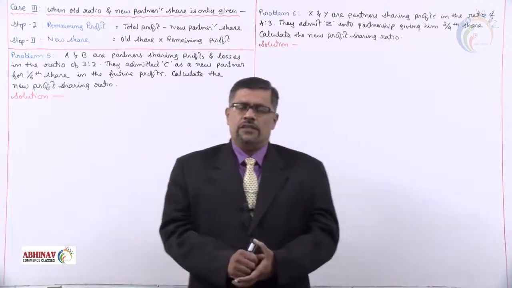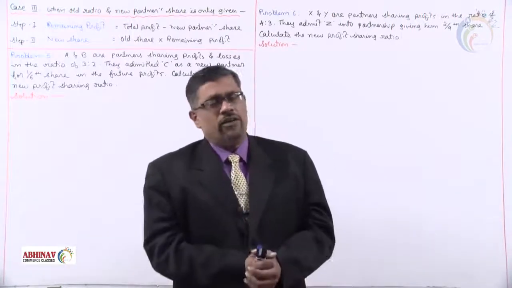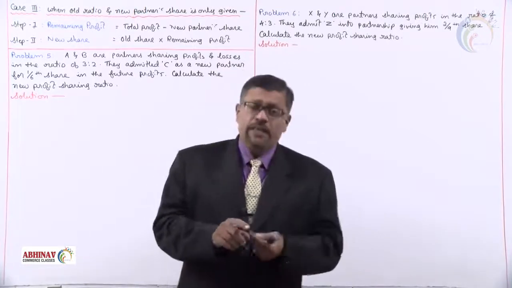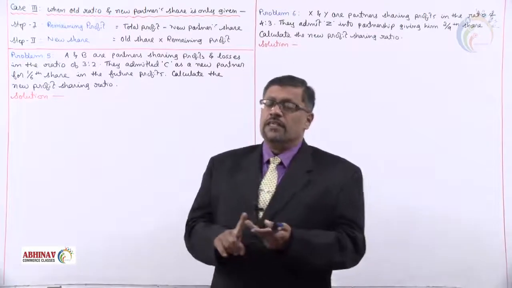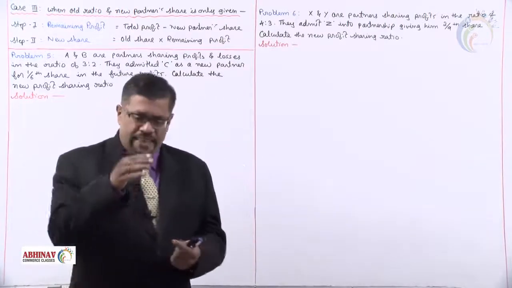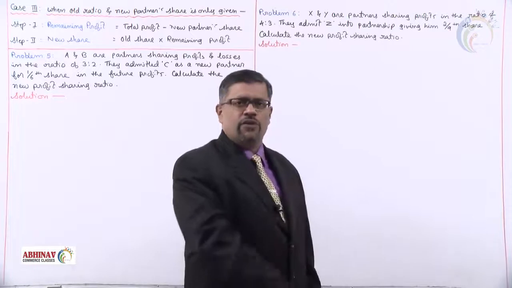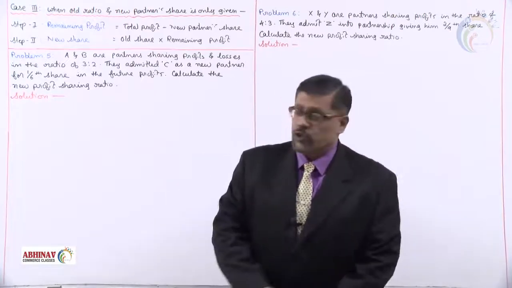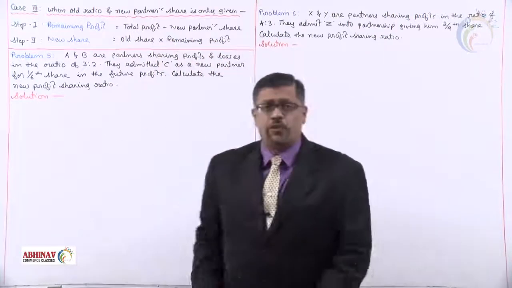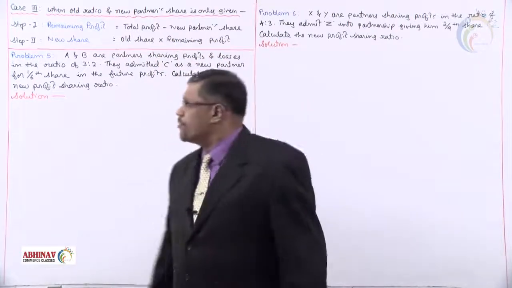In the last session, we learned how to calculate the new profit sharing ratio under case 2 when the old ratio was given, the share surrendered was given, and the new partner's share is given. In this session, we learn how to calculate the new profit sharing ratio when only the old ratio and the new partner's share are given. Let us see.